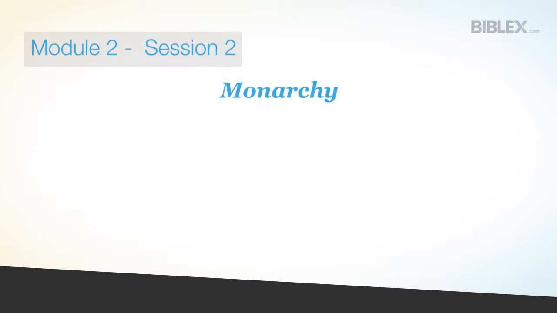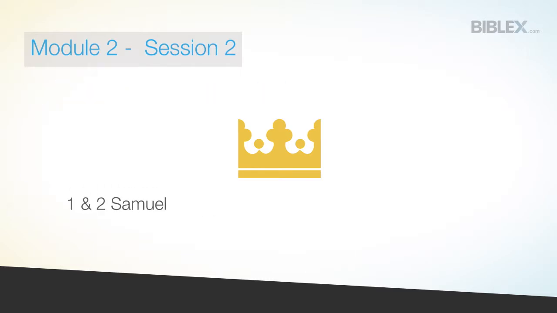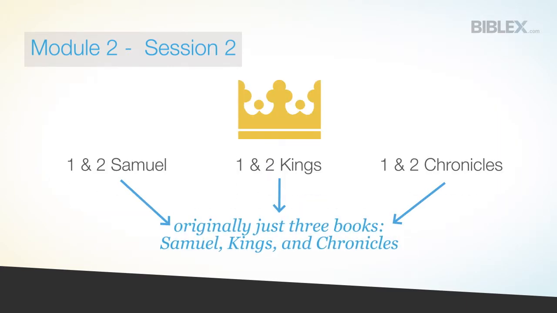As we continue our study of the historical books, we look at the creation of the monarchy, or in other words, the office of the king. The next two sessions will focus on this story as found in 1st and 2nd Samuel, 1st and 2nd Kings, and 1st and 2nd Chronicles. In the Old Testament, these 6 books were originally just 3 books: Samuel, Kings, and Chronicles. They were divided by Christians to make them more manageable.